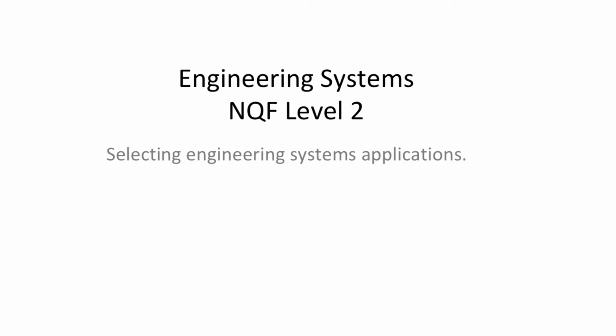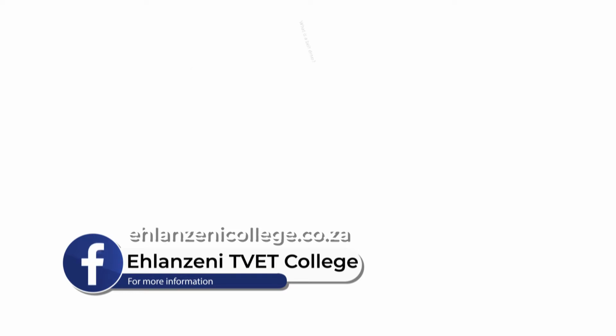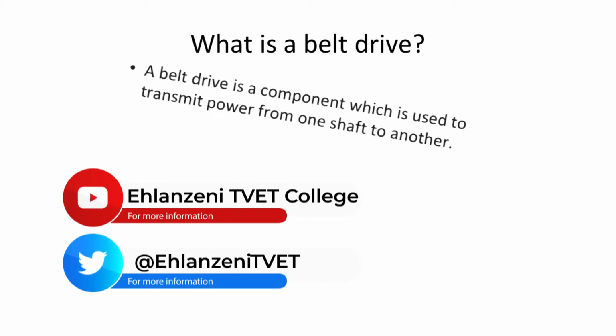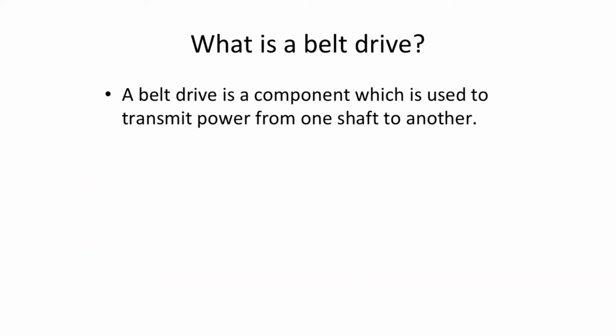In our previous lesson, which was lesson 3, we focused on gear belts, where we discussed the types of gear belts, their functions, and also looked at the calculation of gear belts. So today, I want us to check the belt drive. What do you mean when you say belt drive? A belt drive is a component which is used to transmit power from one shaft to another.